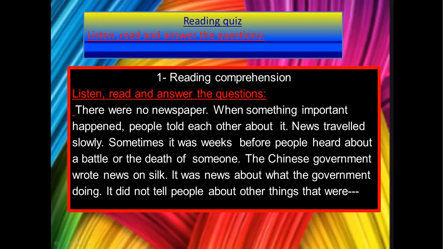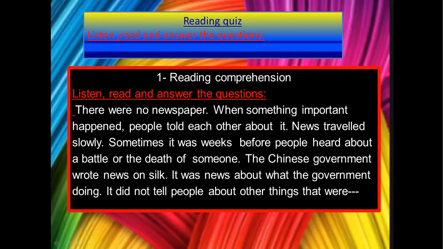Sometimes it was weeks before people heard. The writer here wrote weeks in the text. For me, maybe it was years, but according to the text, it was weeks before people heard about a battle. A battle means a war, or the death of a character or a king or someone. The Chinese government wrote news on silk. Silk is a material like cotton and wool. This soft material is called silk. So they wrote news about the government only, the affairs of the government, and they wrote it on silk. It did not tell people about other things that were happening, and then we'll complete the text, of course.